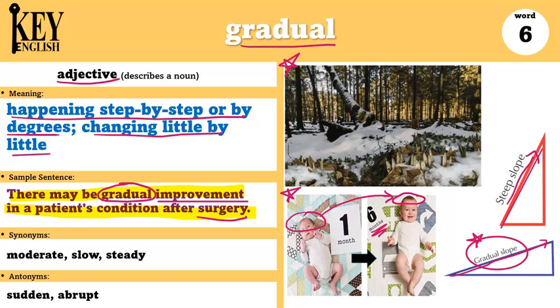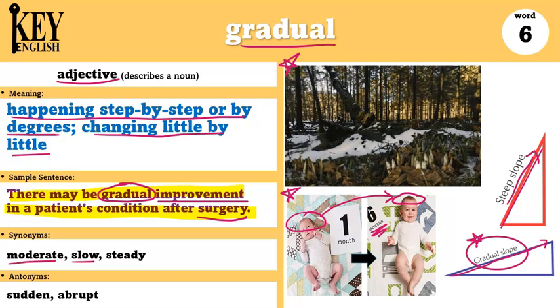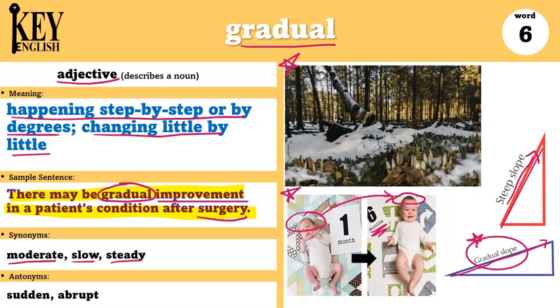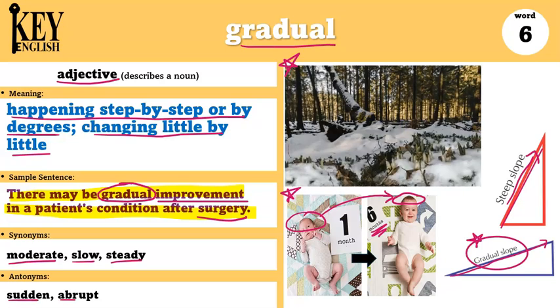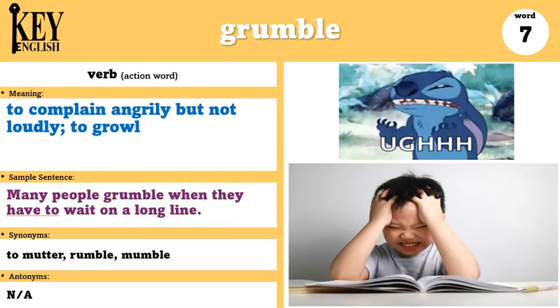Some synonyms are moderate, slow, and steady. Antonyms are sudden and abrupt. Our next word is grumble.